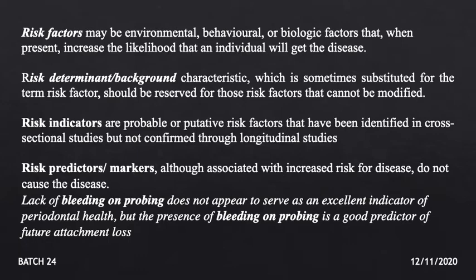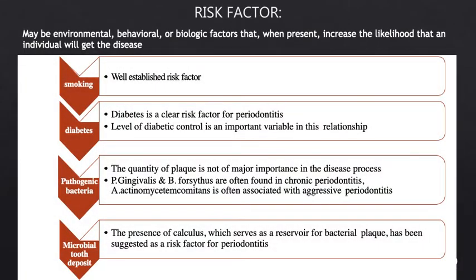Risk predictors or risk markers. These are factors which, although associated with increased risk for the disease, will not initiate or cause the disease. So for example, bleeding on probing. When there is no bleeding on probing, it doesn't mean that the patient is free of disease. But whenever there is bleeding on probing, it is a good indicator that there is disease present. Right? That is what risk markers are. These markers will help in identifying the disease. We'll see individually what the risk assessment is and what all the factors involved are.